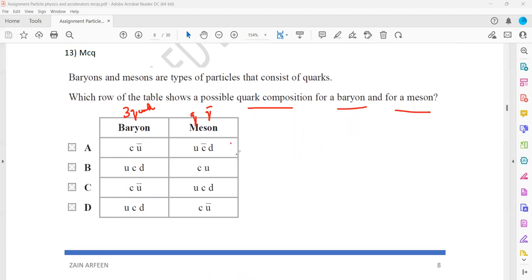So when you check, this cannot be meson, so either B or D can be the answer. But B is actually a combination of quark and quark. D is quark and antiquark. And for baryon, three quarks are there. Any combination of three quarks is called a baryon. So D is the right answer for this question.